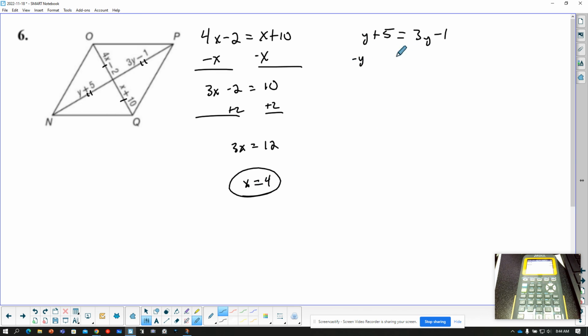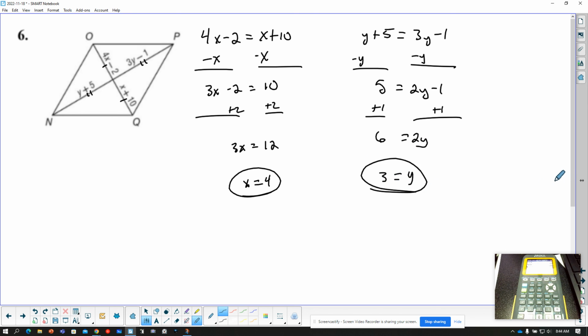This one I'm going to subtract the y. 5 equals 2y minus 1. Add 1 to both sides. 2y equals 6. Divide by 2, and y is 3. So there we go. That's practice 6-2. Practice number 1, right? The first practice for section 6-2.